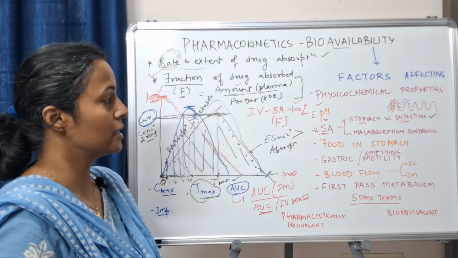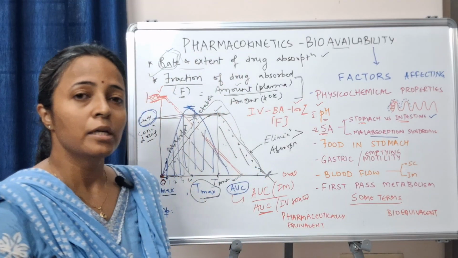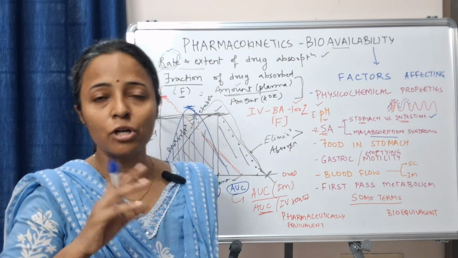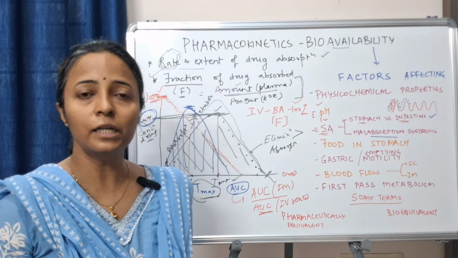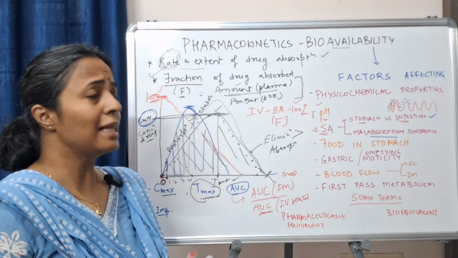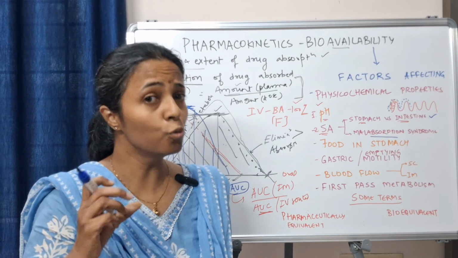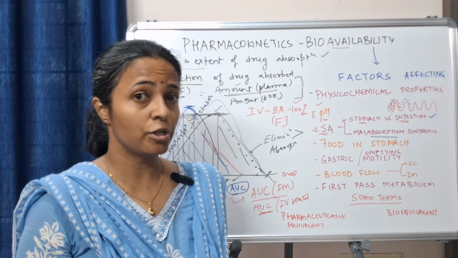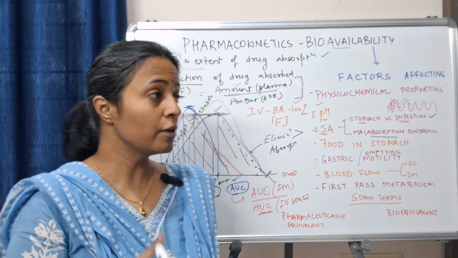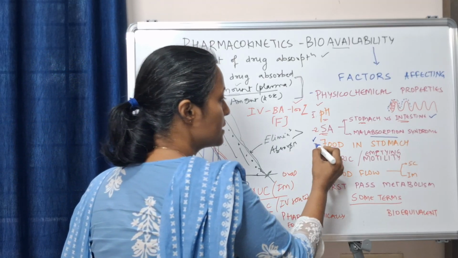But in diseases like malabsorption syndrome, say suppose there is destruction of the villus structure of the intestine, there are certain diseases like that, say suppose celiac disease. In that case, the drug absorption will be lesser. So we have to think about the route of the drug administration in patients who are suffering from such kind of diseases as well. Then coming to food in stomach.